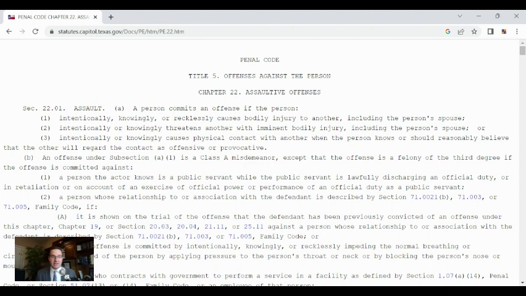Okay. So then the next section there talks about family violence. It basically says there is no provision for family violence assault, right?